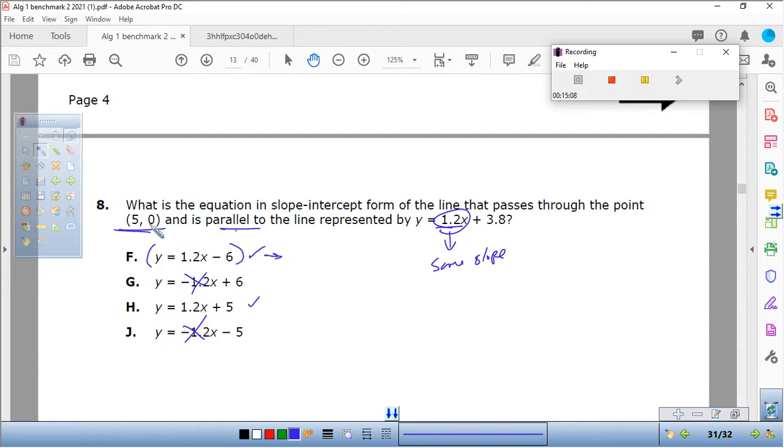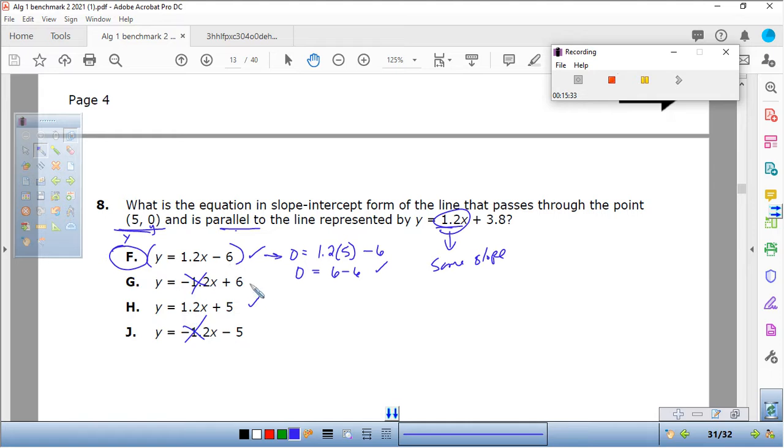We're going to have, this is my y, this is my x. So for this one here, it has 0 is equal to 1.2 times 5 minus 6. So 0 is equal to 1.2 times 5, which is 1 whole 5 and a 0.2. Well, it gives me 6 minus 6. Isn't that 0 equal to 0? So I'm going to say that's my answer.